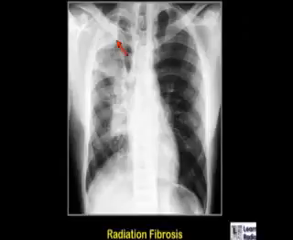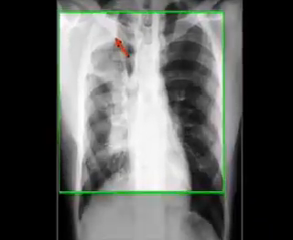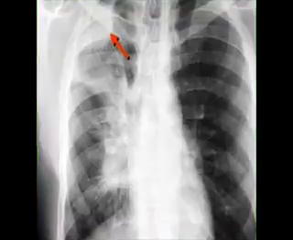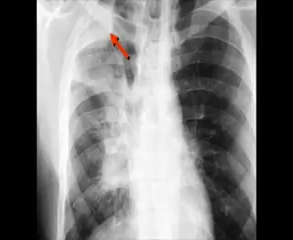This is another example that shows the same findings of a very sharply demarcated area of increased density in the right hilar region with very sharp angles as its edges. There's also radiation fibrosis in the right apex.